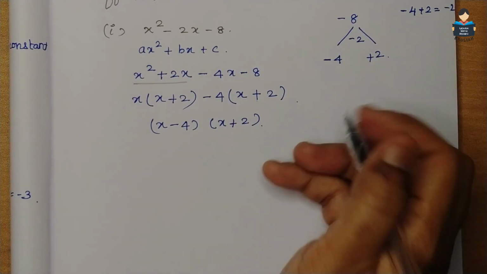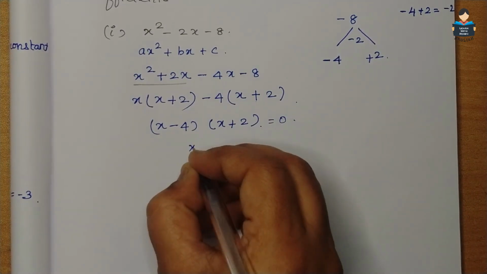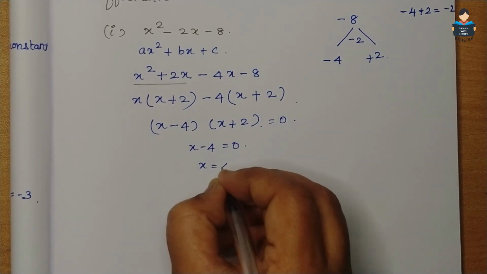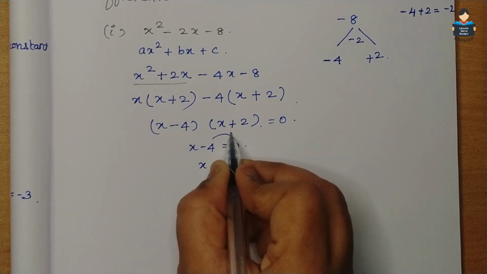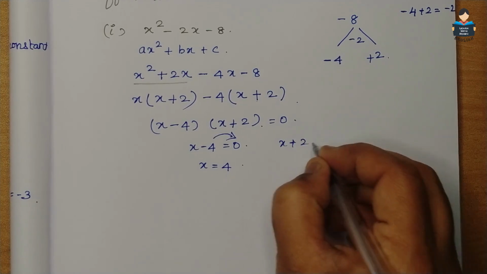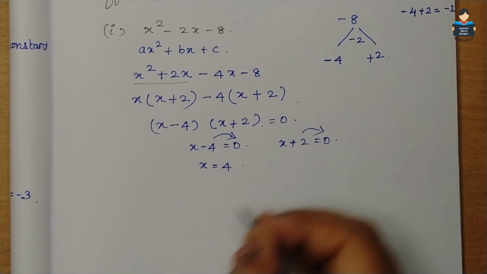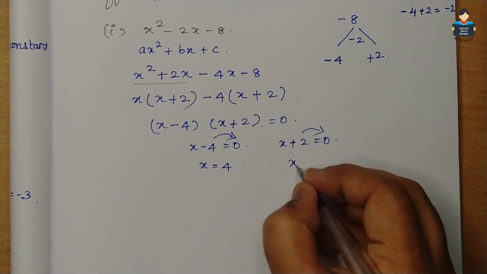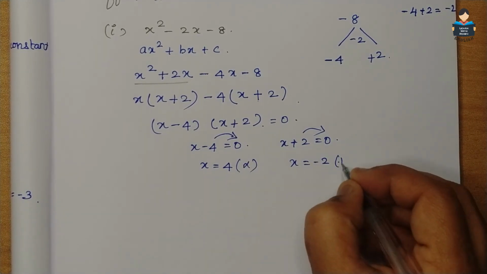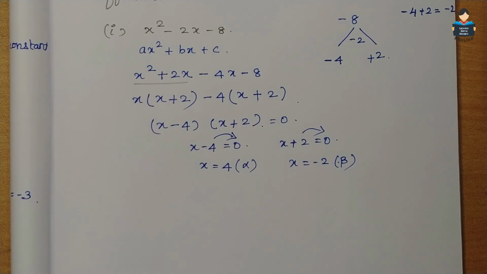When I equate it to 0, I will get x minus 4 is equal to 0 and x is equal to 4. That is, I am taking this minus 4 this side. I will get x is equal to 4. And x plus 2 is equal to 0. I am taking this plus 2 this side. I will get x equal to minus 2. So this is my alpha value and this is my beta value.